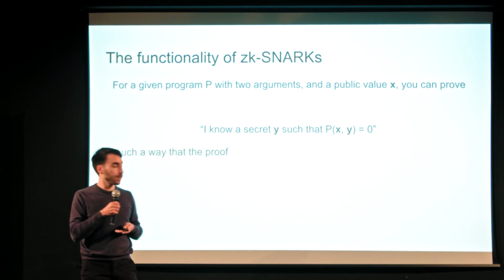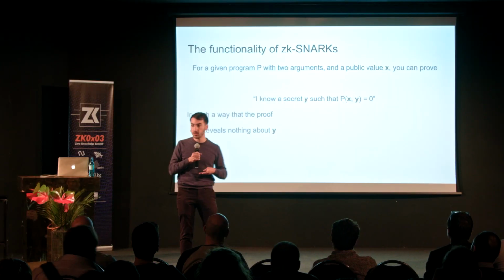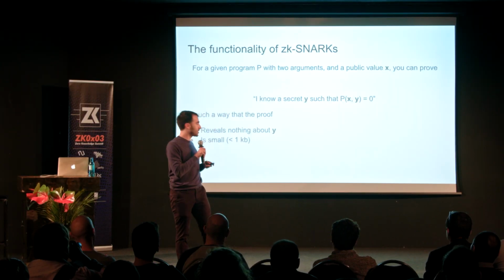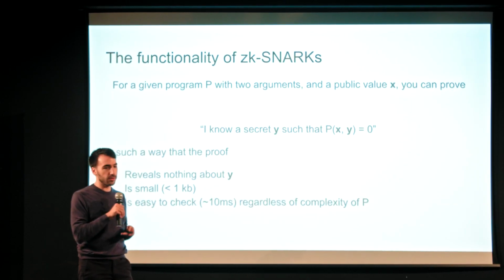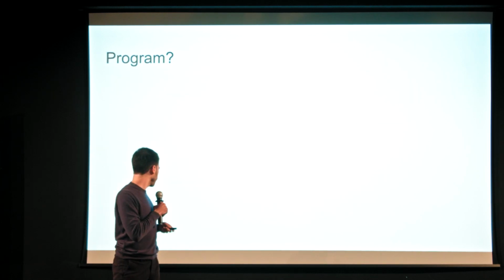In such a way that the proof, first of all, reveals nothing about Y, so it's zk, zero knowledge. It's small, so like less than a k. For a Stark, maybe you can ask. And it's easy to check, so the verification time is on the order of milliseconds in practice.